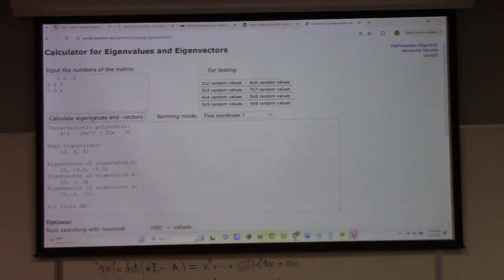If you take mine, look here, you've got 0, 1, 0 and 1, 0, minus 1. Again, it's almost the same. What's the difference? Yeah, this one we get 1, 0, minus 1, so we've multiplied the second vector by minus 1. This is the kind of ambiguity we always face with finding eigenvectors, all right? Any questions?